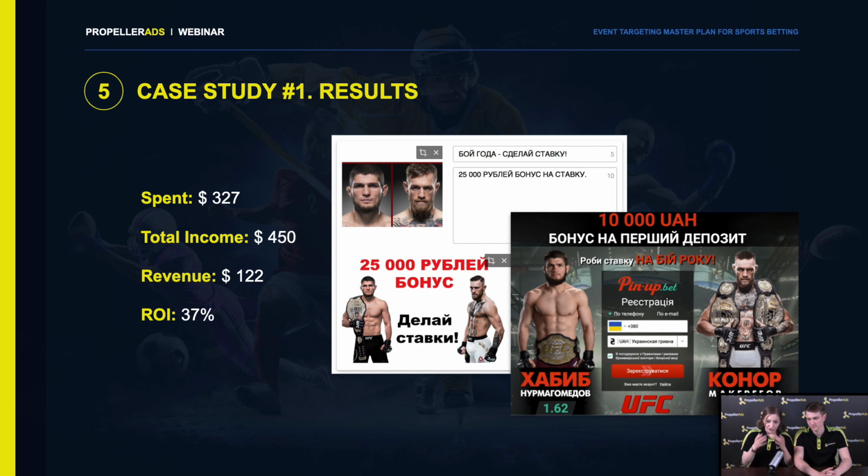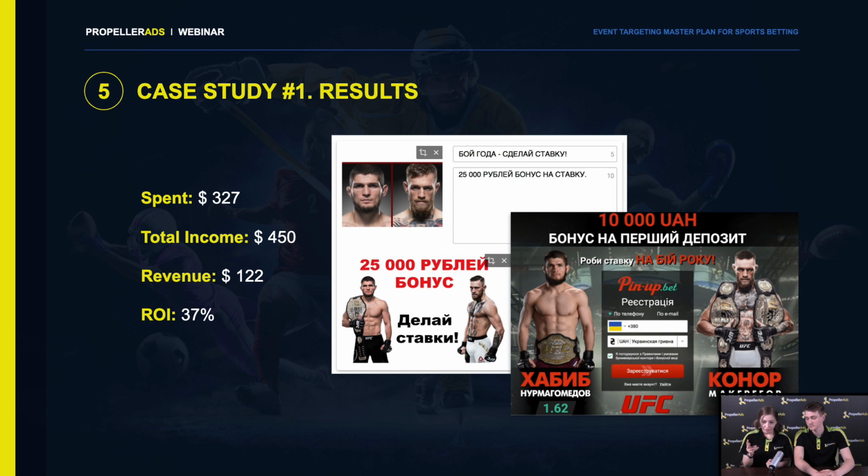So this is the combination of different creative strategies. First one is versus. So we have 2 opponents playing against each other, fighting against each other. We place them on the creatives. We also have a bonus, 25,000 rubles, which is $400 approximately, and we place it on the banner and make a bet. So this was a creative combination of different approaches, and it worked very well.